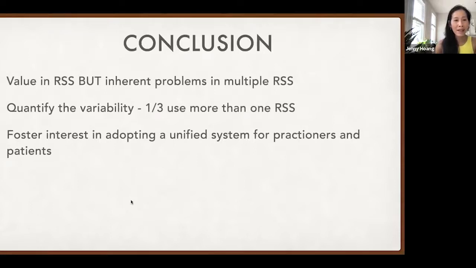So I conclude here, and I've got a couple of minutes left. There is value in risk stratification systems, but there are inherent problems with having multiple risk stratification systems being used. And in this paper, we were able to quantify the variability. We showed that nearly 1/3 of the respondents use more than one risk stratification system in their multidisciplinary practice. And so this further supports the need to develop a unified, universal system for practitioners and patients.